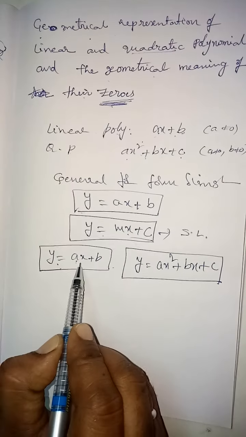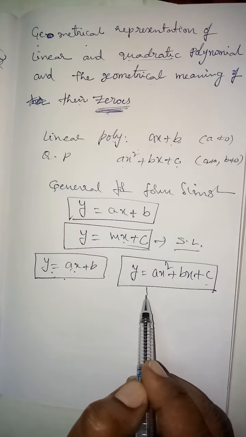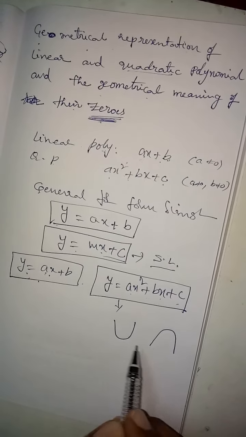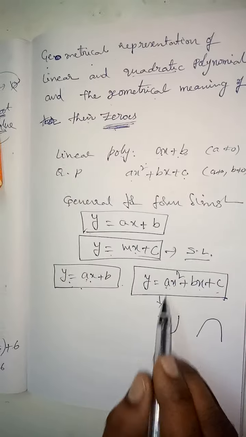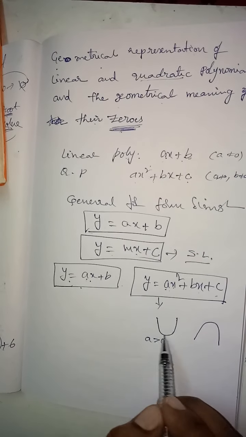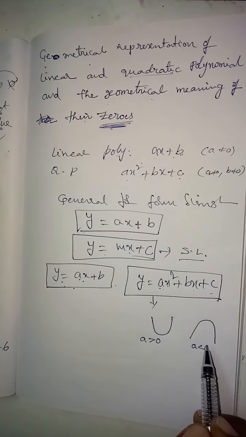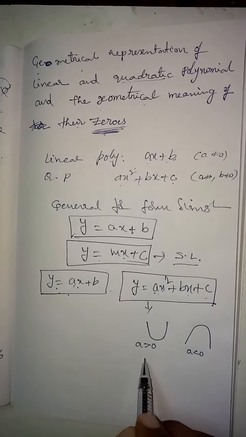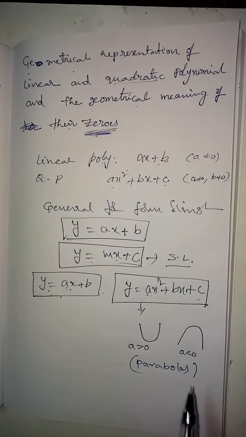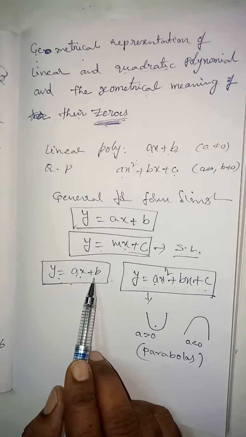So y is equal to ax plus b always represents a straight line, and ax square plus bx plus c represents a U shape, either like this or like this. These two depend on the x square coefficient. If the x square coefficient is greater than 0, then the shape will be in the upward direction, and if a is less than 0, the shape will be in the downward direction. These two shapes are called parabolas. By using these parabolas and this equation, how to find the zeros.